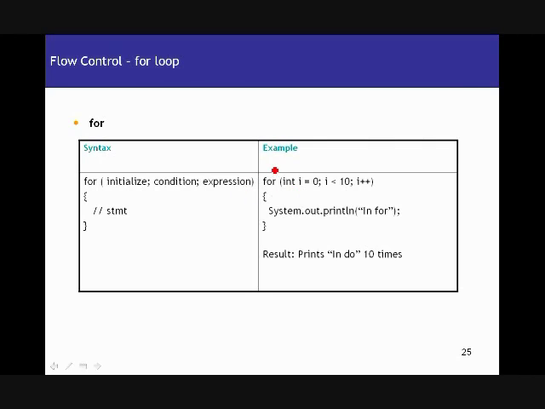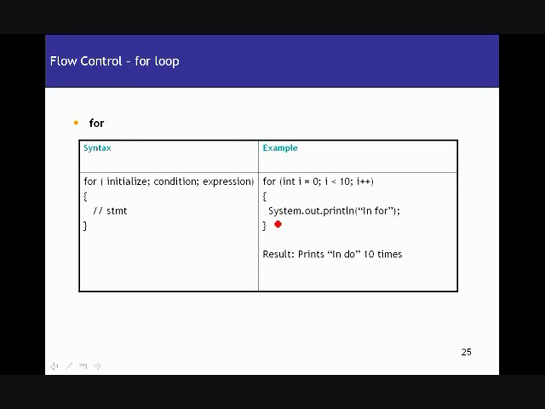When the control comes to this for loop for the first time, it executes whatever is there in the initialization block. So it executes int I is equal to 0. This initialization is done only once, right? And then it's going to check for the condition. Is I less than 10? Yes, because I is 0, it's less than 10. Now if the condition is matched, it goes into the for loop and executes whatever is there within this for statement.